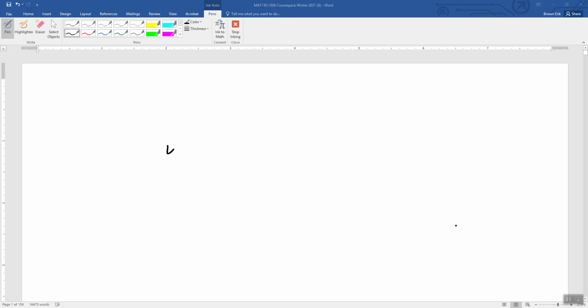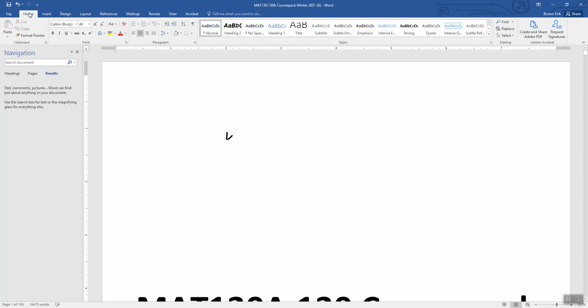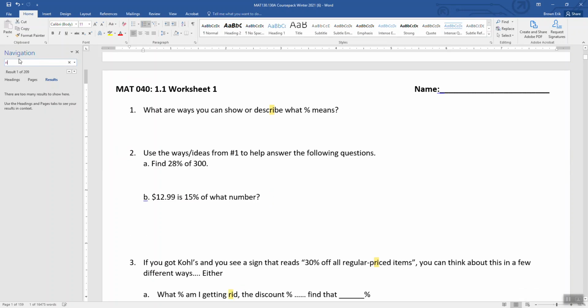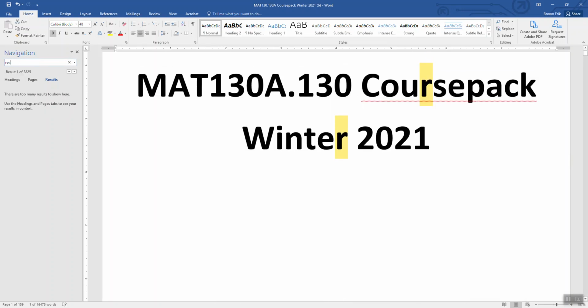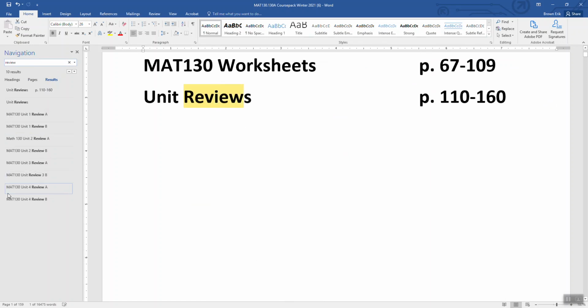If you hit Control F, let me maybe get out of this ink thing. There we go. You get this navigation, and you can search for things. So I'm just gonna type in the word review, if I can spell it, and you get a list of all the reviews.